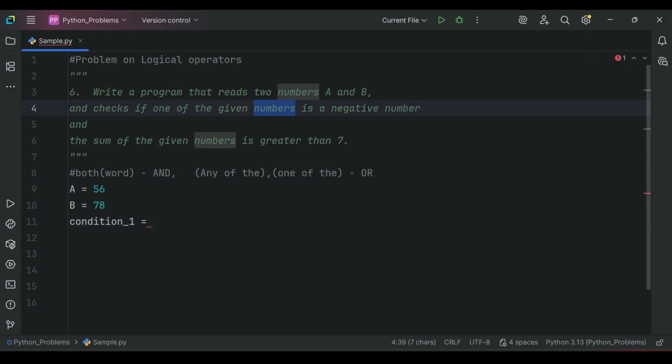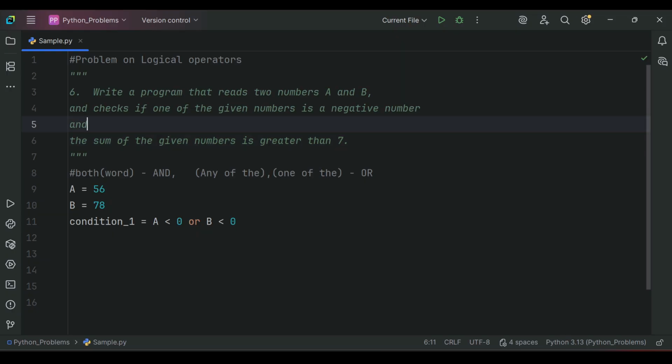How many numbers are given? Two numbers are given. Is a negative number. He is asking what is the condition of a negative number. A number is less than 0, it is a negative number. Then a is less than 0 or b is less than 0. This is the one condition, up to here, this is condition 1.